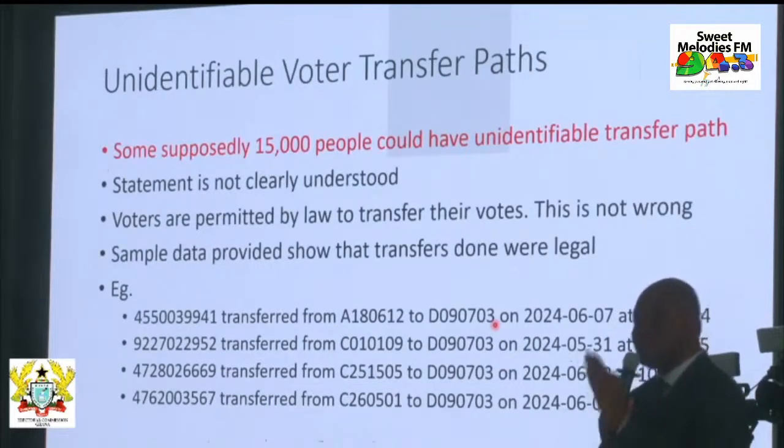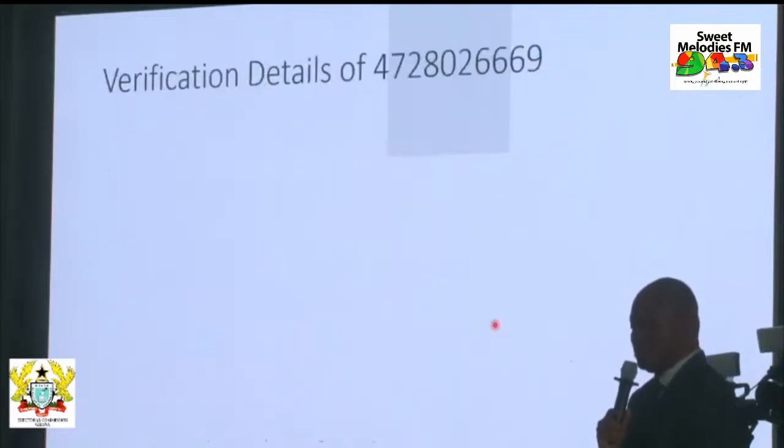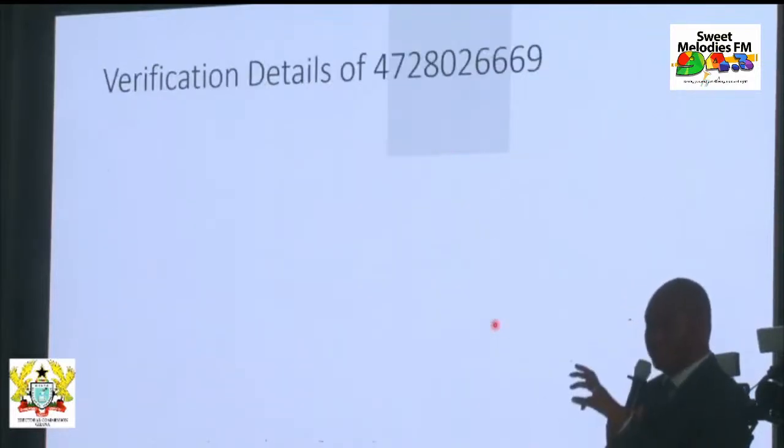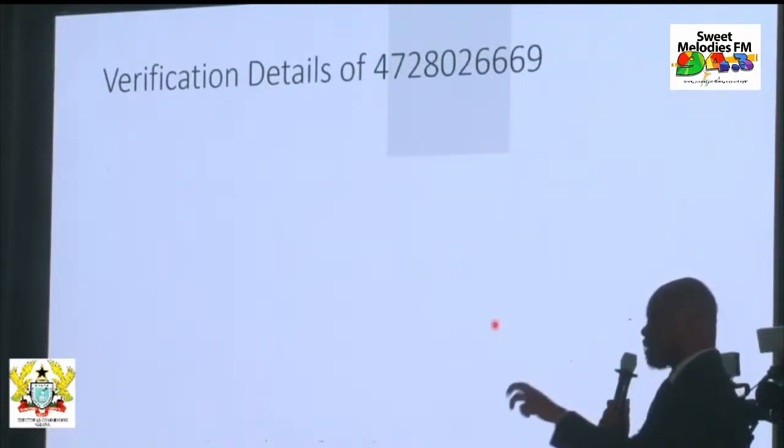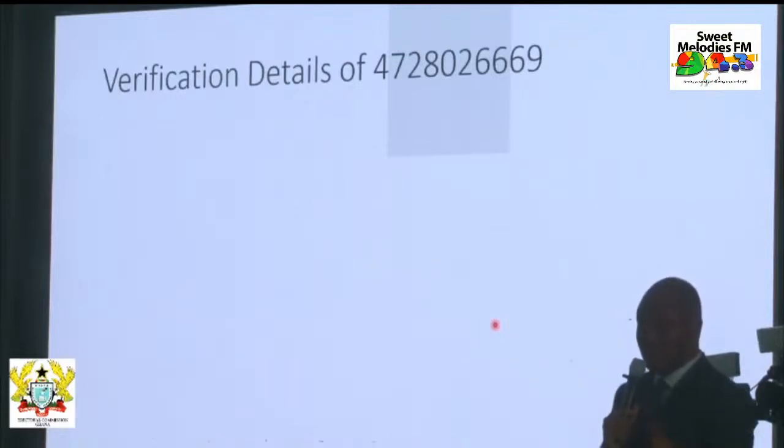So these were legitimate transfers that were done. We do not really understand what they mean by you can't identify the pathway of the transfer. So I will take one of them as a reference and show to you that indeed, if we want to identify the pathway that they undertook to get to where they are now, we can.